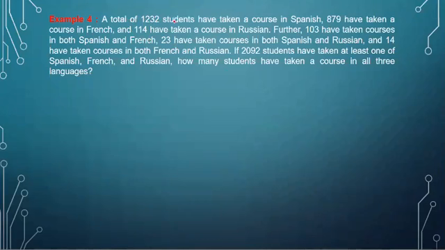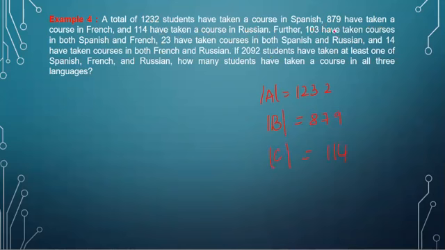A total of 1232 students have taken a course in Spanish, 879 have taken a course in French, and 114 have taken a course in Russian. So let's just write the values. Spanish course, I'll take it as A, which is equivalent to 1232. 879 have taken a course in French, so this is your B, 879, and 114 have taken a course in Russian, so this is C, 114.